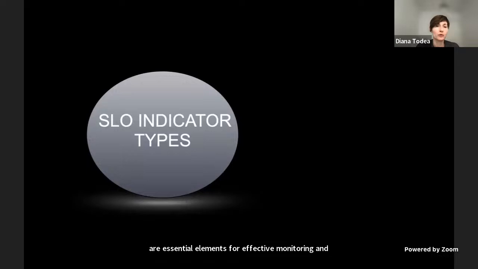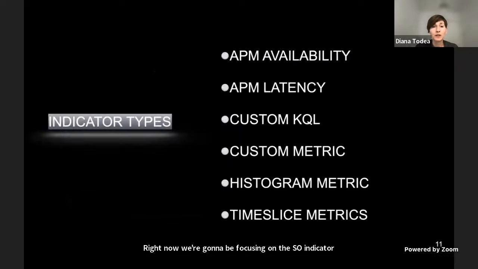So right now we have revisited the SLO concepts. Now we're going to focus on the SLO indicator types and what these are. I'm going to be speaking about APM availability, APM latency, custom KQL, custom metric, histogram metric, time slice metrics. These are a few indicator types you'll be seeing or using on Elasticsearch. Don't worry if it sounds too theoretical. We'll have a chance later on to examine them in a demo.